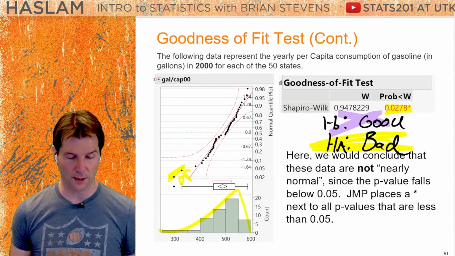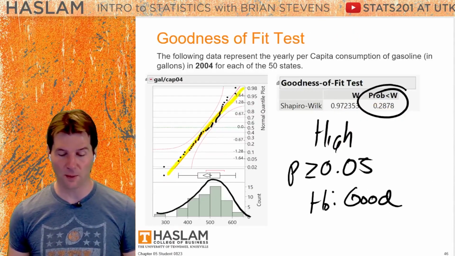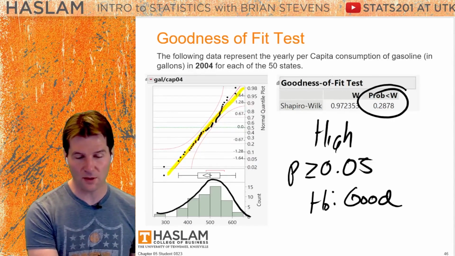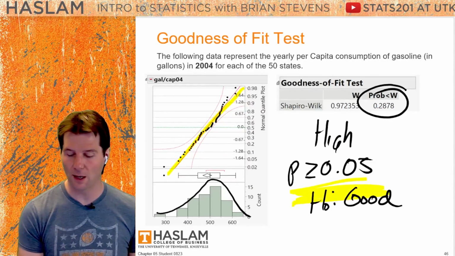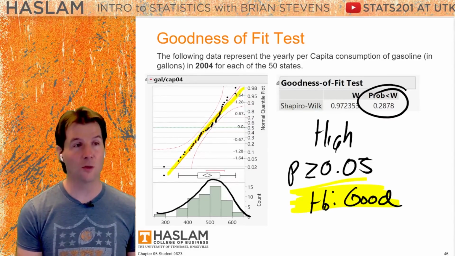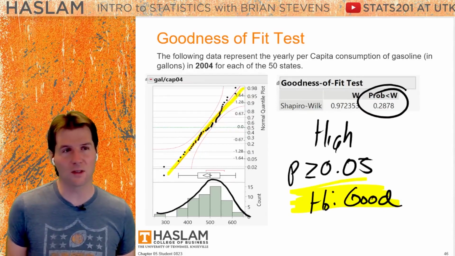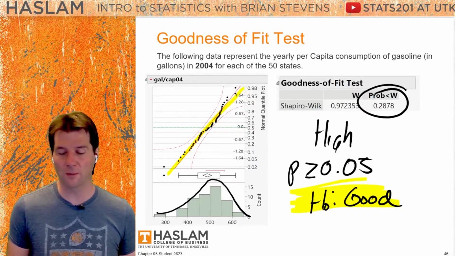In the previous one, I don't reject the null because my p-value is high. I just let it fly. I let the null fly. So since the p-value is high, I let the null fly. I do not reject the null. I continue to believe. Now, I'm not saying I know the normal curve is the right curve, but I think it's a good fit. I don't have evidence it's a bad fit.